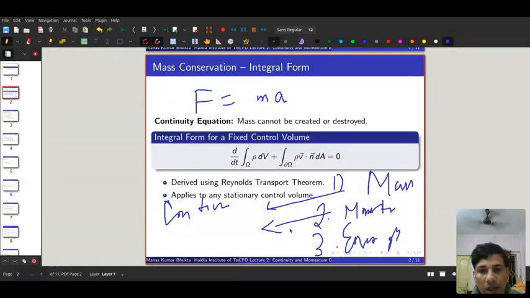So, I want to say that there are actually two approaches. One is the finite control volume approach, and another is the infinitesimally small volume approach. And one is fixed, and another is moving. Okay, so these will be called the models of the flow.